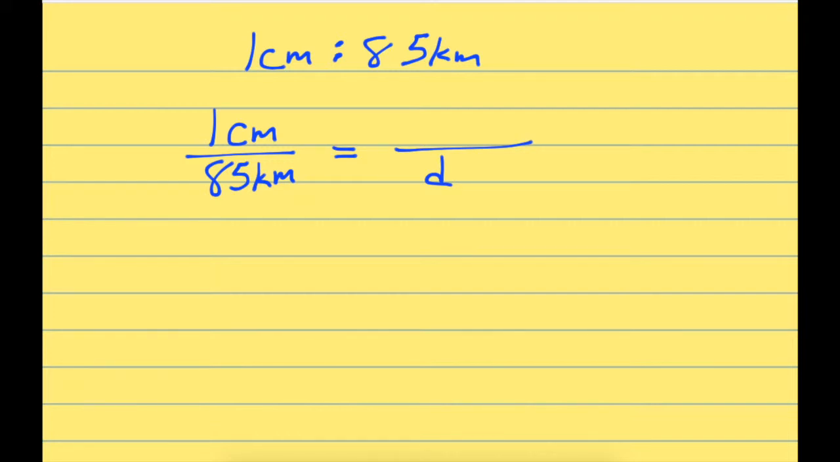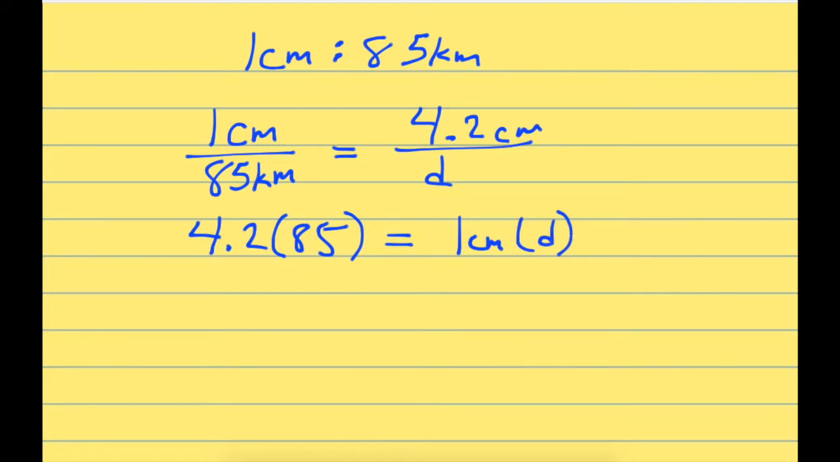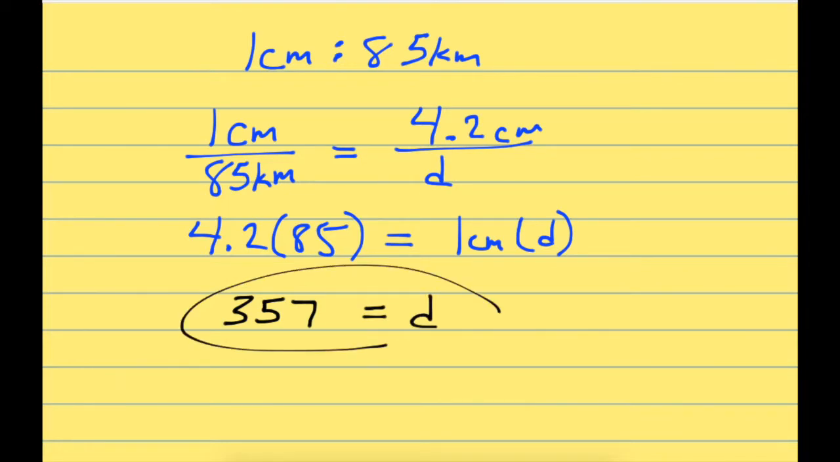Okay, you should have come up with approximately 4.2 centimeters. So now we cross multiply. 4.2 times 85 has to equal 1 centimeter times d. So 85 times 4.2 is 357, and that's 1d. So that's the distance from Cincinnati to Cleveland in kilometers.